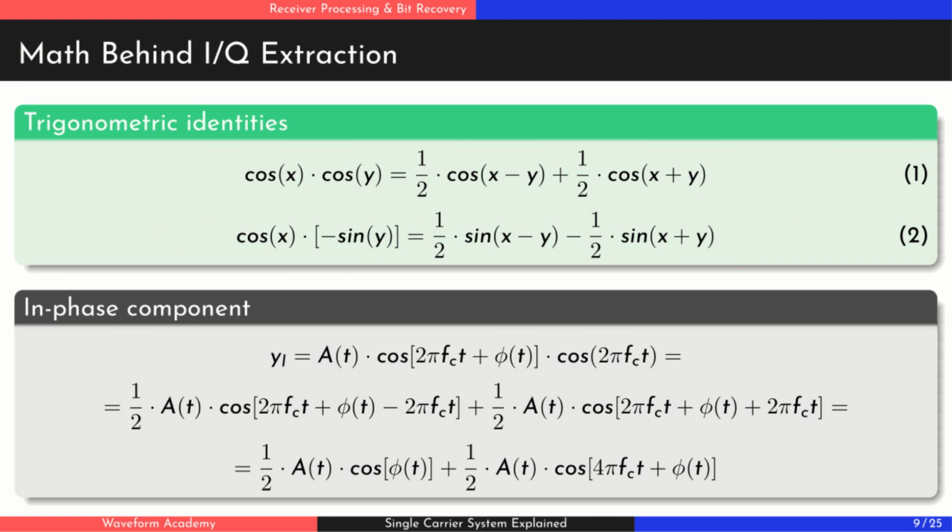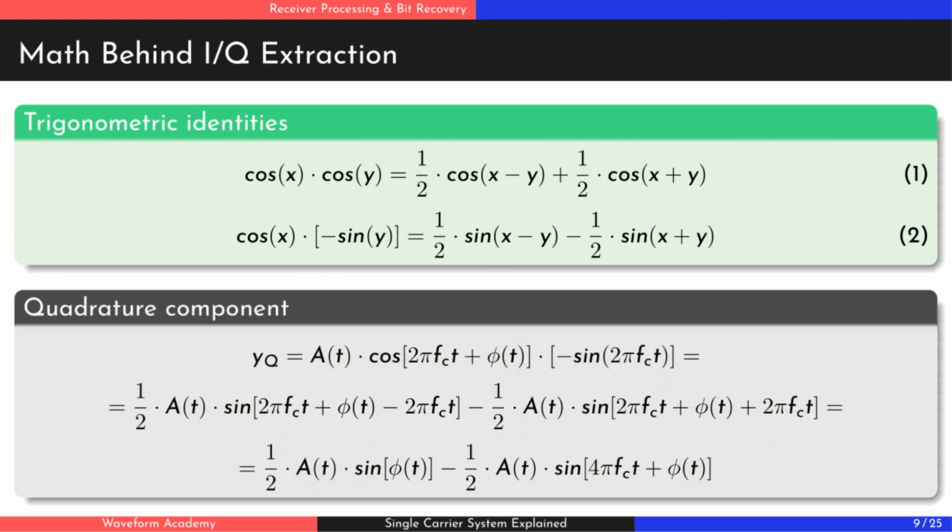A similar process happens in the quadrature path, where the signal is multiplied by a negative sine carrier. Using identity 2, we again get a baseband term representing quadrature value and a high-frequency term that we don't need. Since only the baseband I and Q components carry the actual symbol information, the receiver applies a low-pass filter to remove those unwanted high-frequency parts, leaving clean I and Q signals ready for symbol detection.